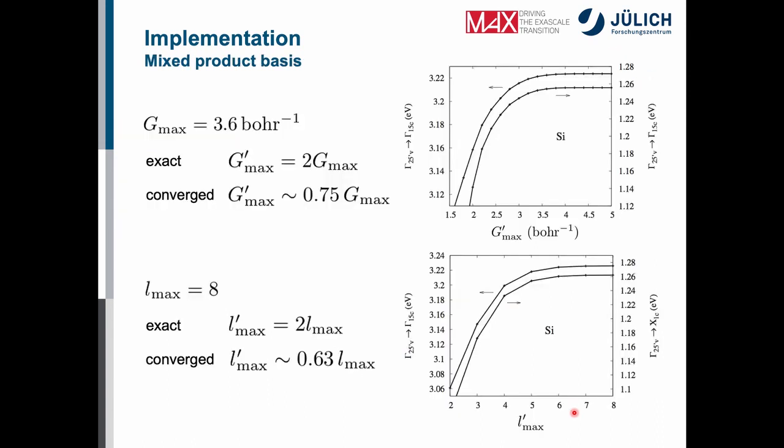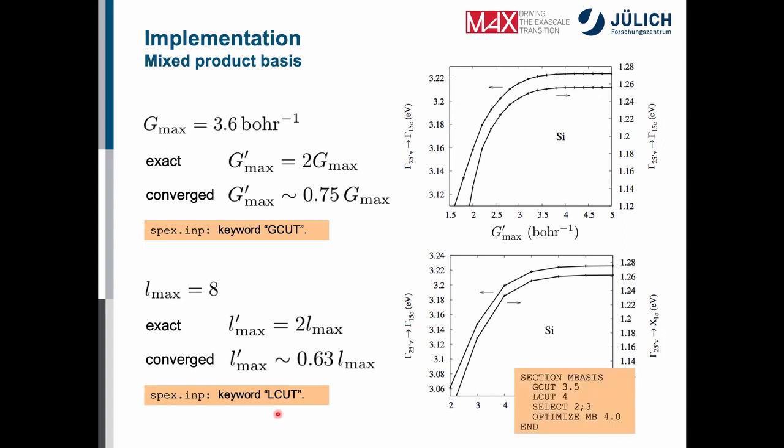Fortunately, it turns out that practical GW calculations show a favorable convergence behavior. We do not have to go to the exact limits. For silicon, we find that instead of twice G max, about 3/4 of G max gives sufficient accuracy. And a similarly fast convergence we observe for L max. The corresponding cutoff parameters can be defined in the specs input file using the keywords gcut and lcut. There are some more parameters to fine-tune the mixed product basis, all parameters are defined in the section M basis. If you don't specify the parameters explicitly, specs will use default values or values optimized to the respective DFT data.